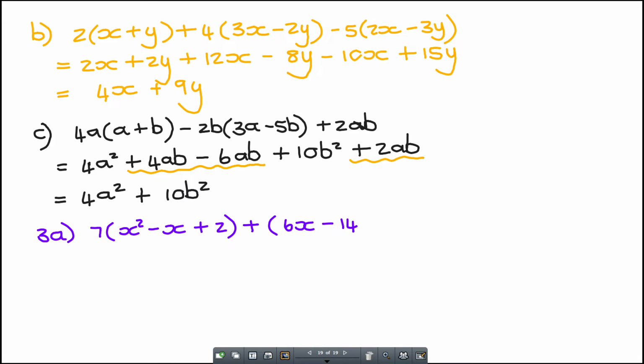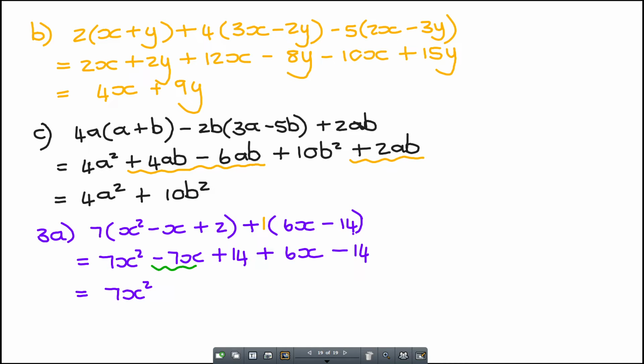Okay, so what we've got to do here is multiply in that 7. So this is going to be 7x squared minus 7x plus 14. Then we also got to multiply in this plus 1 actually. But that's not going to change anything. It's going to stay a positive 6x and minus 14. Right. Now, let's look for like terms. So this will be 7x squared because it doesn't have any other like terms. Minus 7x plus 6x. It's minus 1x or just minus x. And then 14 minus 14, nothing.